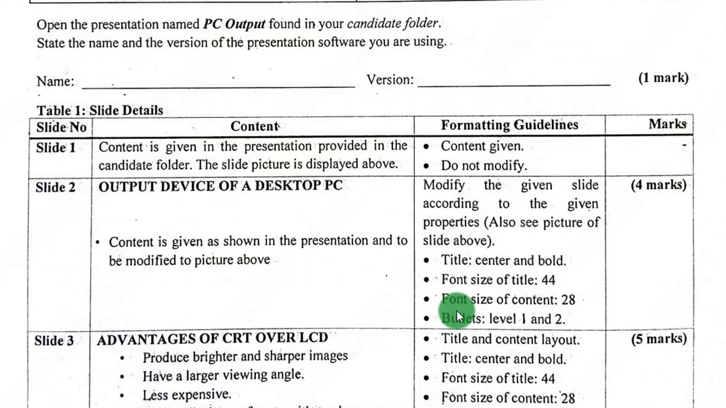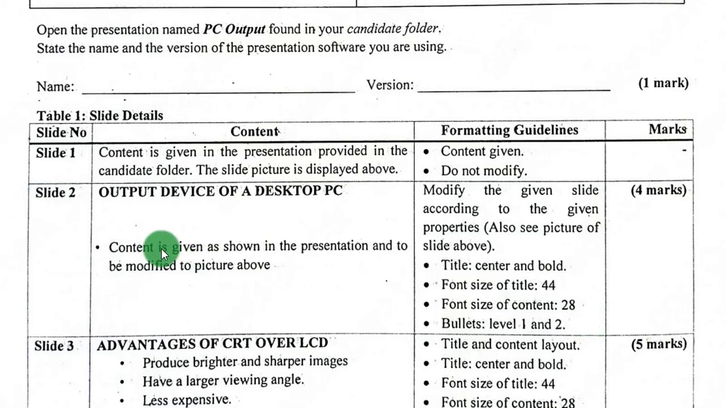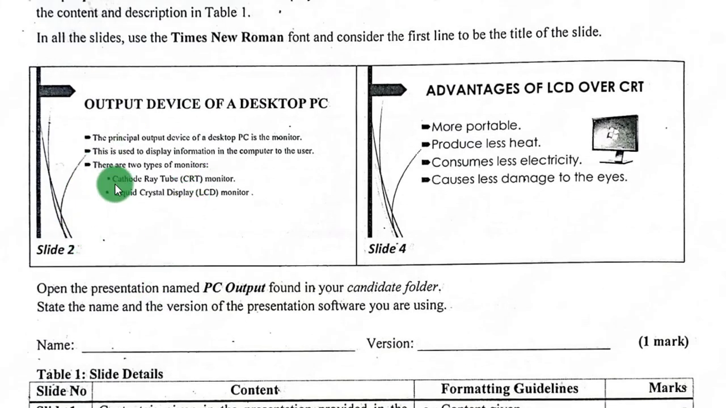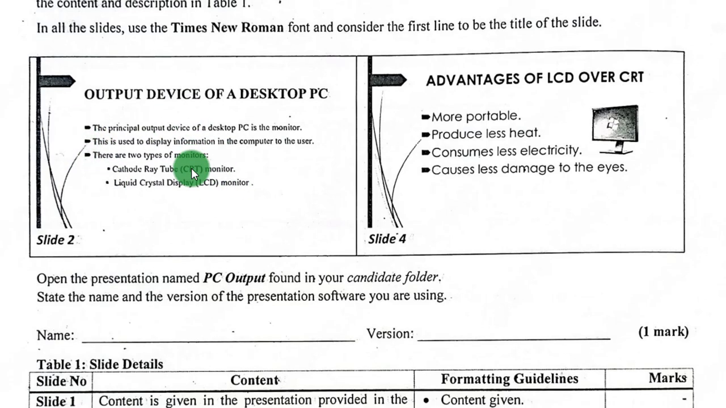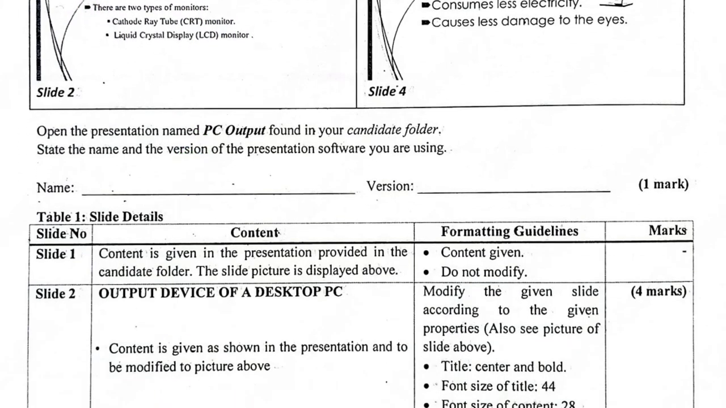Font size of the content 28. And they say bullet level 1 and 2. Good. So this is what this slide 2. So you can get inspiration from the image you are seeing here. I hope you are seeing this image of slide 2. Good. I hope you are seeing how the title is, and look at how the different points are presented. So you are supposed to make something similar to that. So I'm going to move directly to PowerPoint.